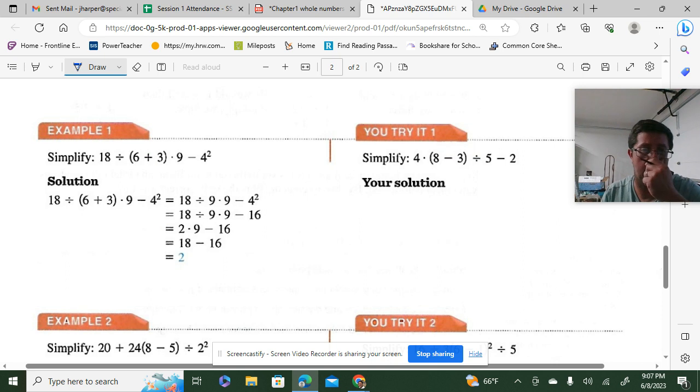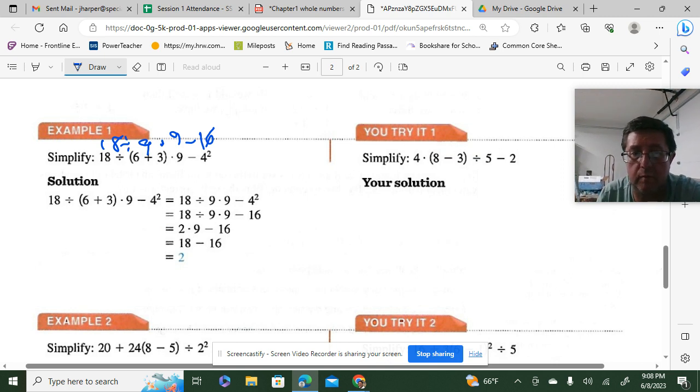Okay. So, I'll do one more of these with you. 18 divided by (6 plus 3) times 9 minus 4 squared. So, let's do the parentheses first. 6 plus 3 equals 9. Then we do 4 squared equals 16. So we're going to do 9 times 9, and then we'll do 18 divided by 9.